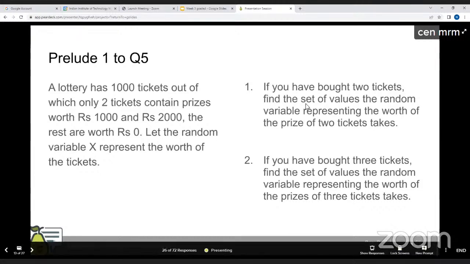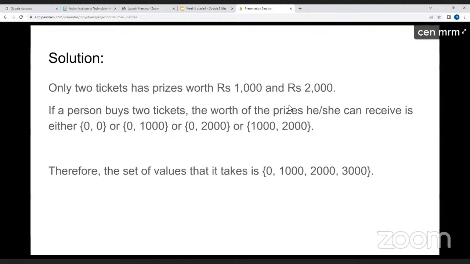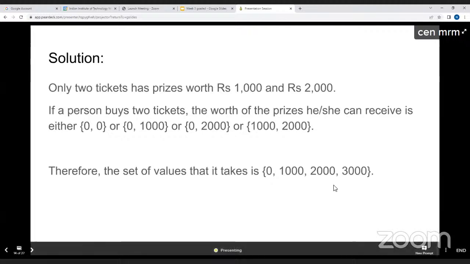Okay, so the first problem was that we had bought 2 tickets, right? Out of 1,000 tickets, we have 2 tickets of prizes worth rupees 1,000 and 2,000. If we are buying 2 tickets, either both tickets are worth 0 rupees, or one ticket is worth 0 and the other 1,000, or one ticket is worth 0 and the other 2,000, or one of 1,000 and the other of 2,000. So the set of values that your random variable can take here is 0, 1,000, 2,000 or 3,000.